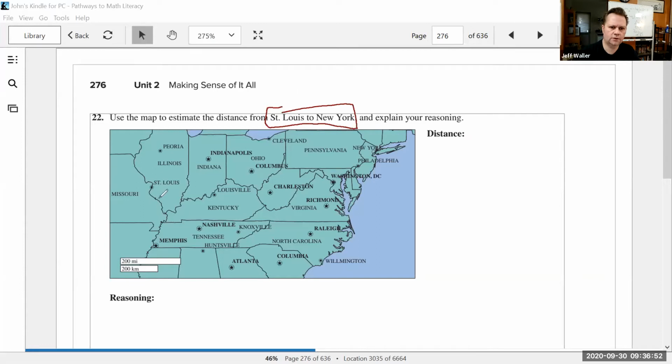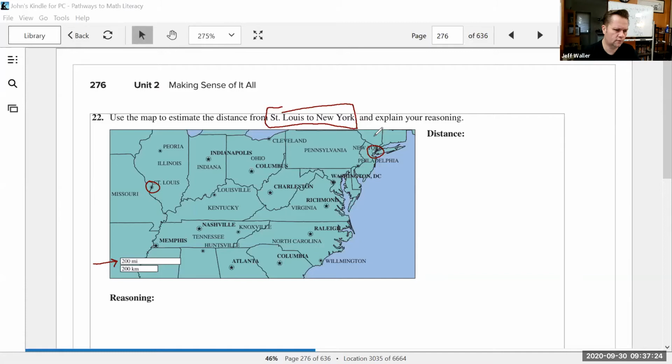So there's St. Louis. There you are. And there's New York. So how am I going to estimate that distance? What's on that map that I got to know, or else I can't do this? The scale key. Yeah.